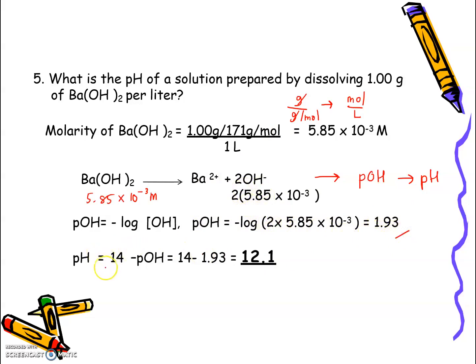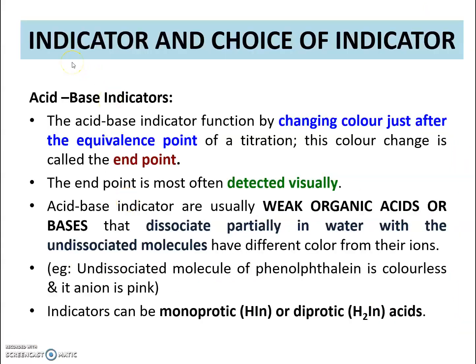Next, find pH from the formula pH plus pOH is 14. So 14 minus pOH, 14 minus 1.93 is 12.1. Okay. Next subtopic is indicator and choice of indicator.